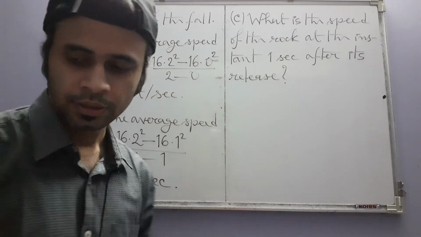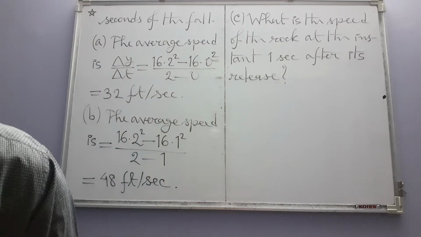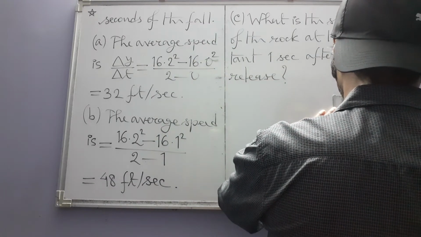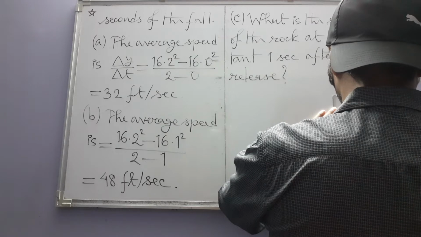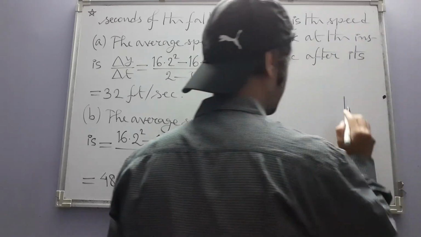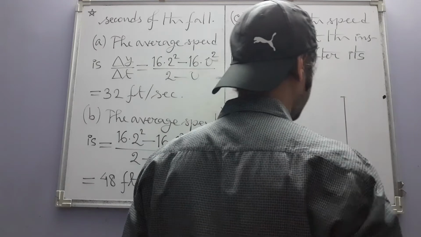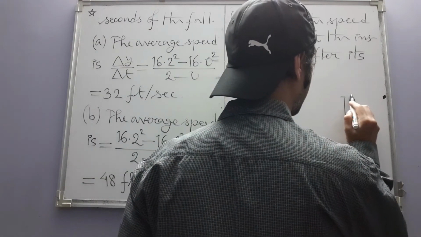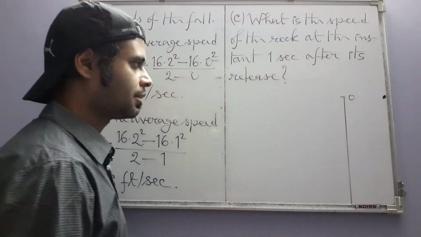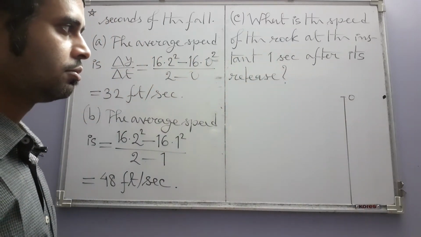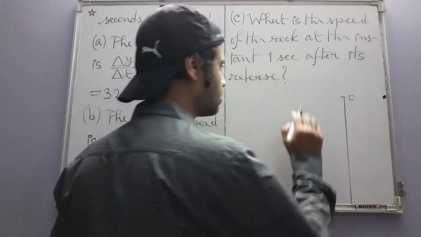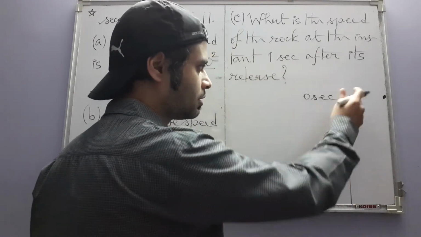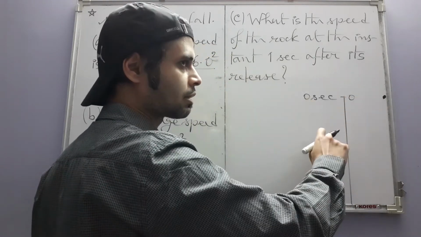Then we can just draw a simple diagram for the situation. This is our 150 feet cliff, that is the top of it, and the body was just released when the clock was started, that means 0 second. Okay, so the body is just here, it has just started falling.